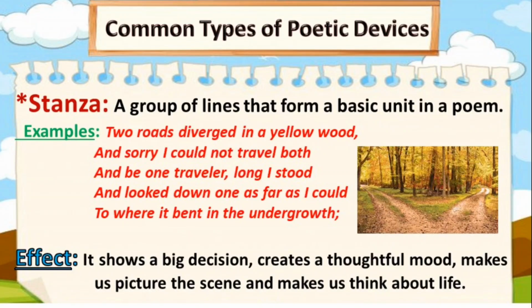In the same way, the poet uses a group of lines. It may be 2 lines, 3 lines, 4 lines, or 5 lines to make a stanza, depending upon the imagination of the poet. This stanza gives the effect of showing a big decision, creates a thoughtful mood, makes us picture the scene, and also makes us think about life.